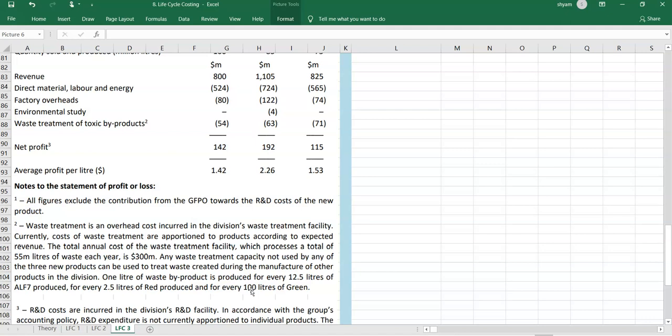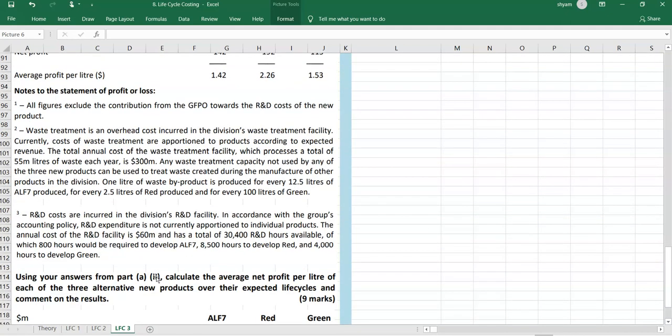Okay, so here he says the total cost. The total cost is 55 million of waste, and for the 55 million of waste they are spending 300 million. So currently they say that this is the current cost. So we can easily find out the cost of waste per liter, and that can be easily multiplied by the liters for ALF, red and green. Okay, that we can multiply. So let's see the R&D cost here.